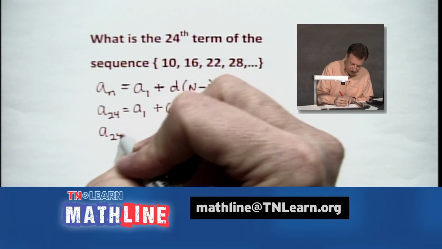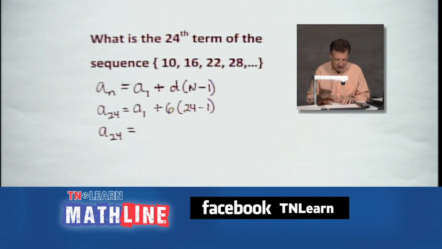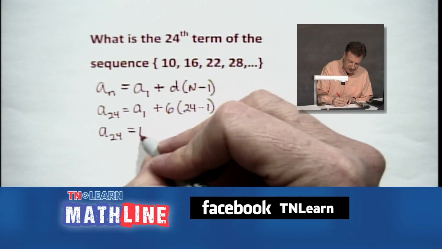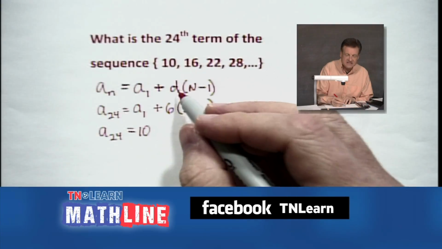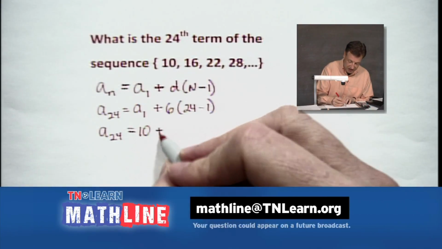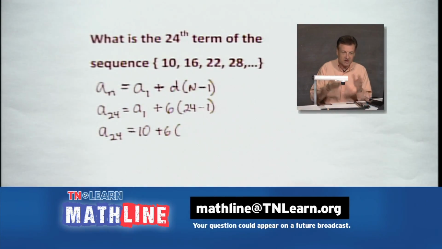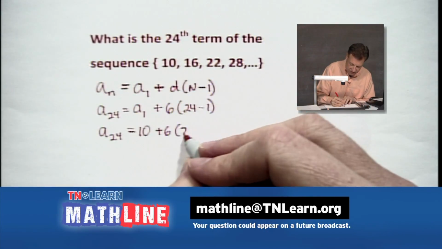Our 24th term, drum roll, ladies and gentlemen. Here we go. Oh, 10 is where we're starting, all right? So we're going to put 10 there. D is for difference, all right? So again, we've got this 6 times. Go ahead and figure it out. It's going to be 23 right there.